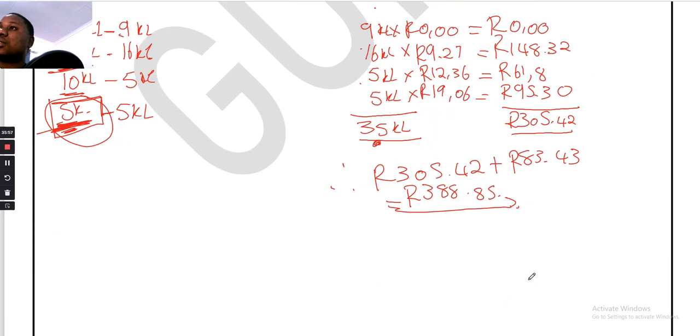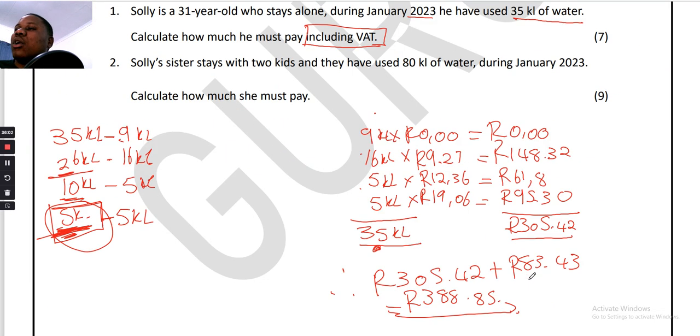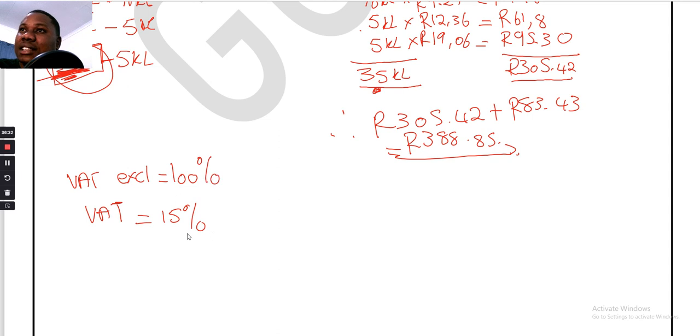I just want to explain a few things about VAT here. When you are working with VAT, remember VAT goes in 3 ways. VAT is 15%. On top we have VAT exclusive, meaning that the VAT is not included here. If the VAT is not included, we're talking about an original amount which is 100%.